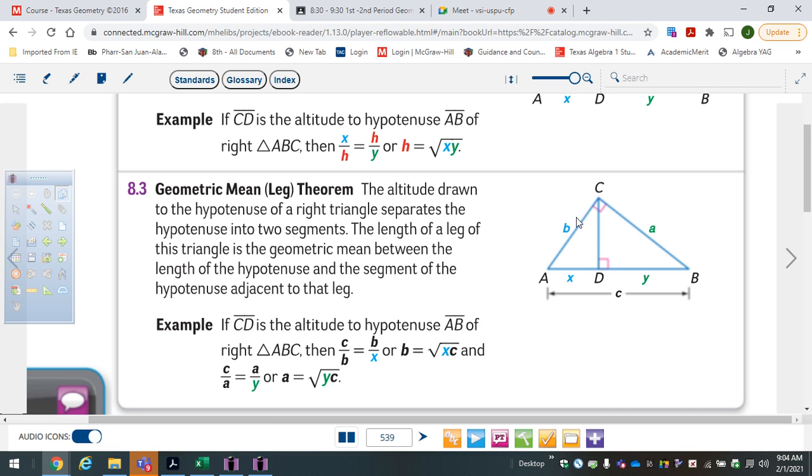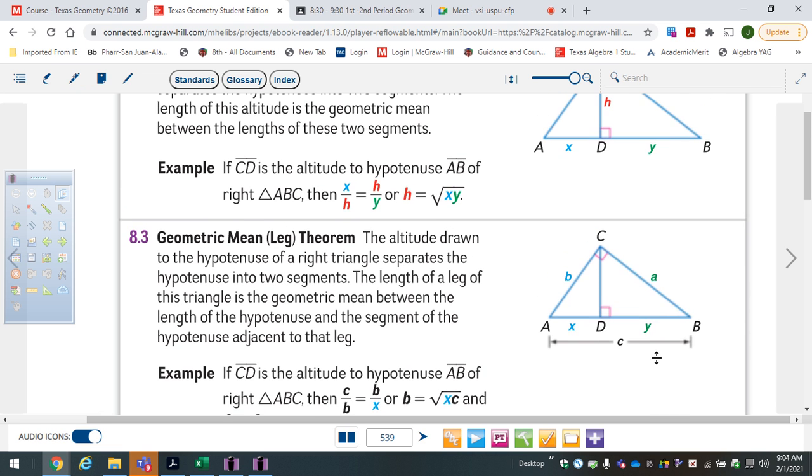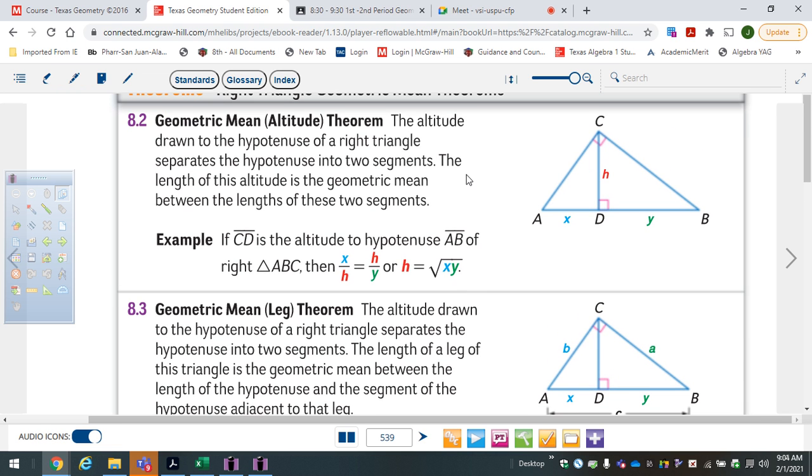Look what you can figure out here. You can figure out B. You can figure out this side length, knowing stuff about this one, and C. You can figure out A, knowing Y and C. This stuff here becomes a game changer, which is super sweet, knowing the geometric mean.